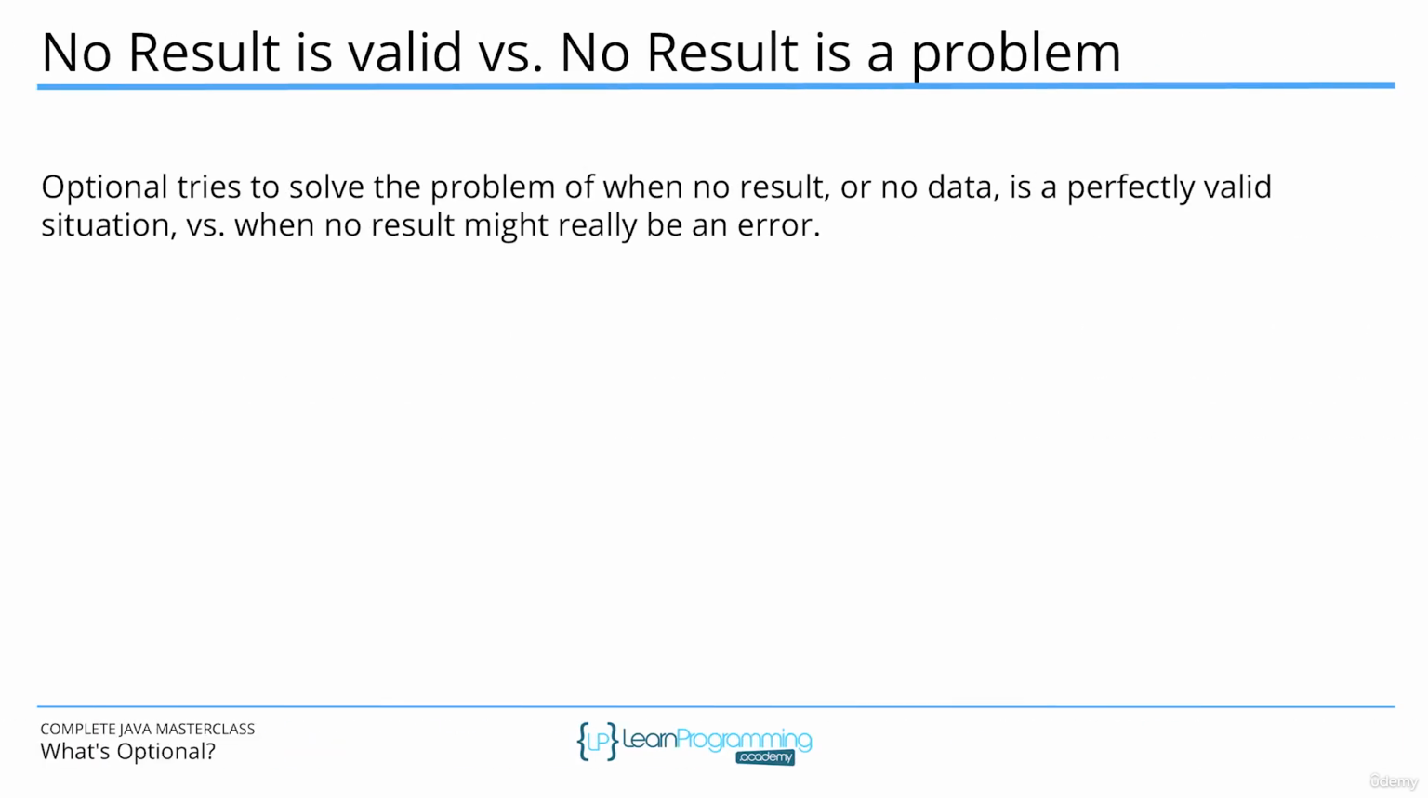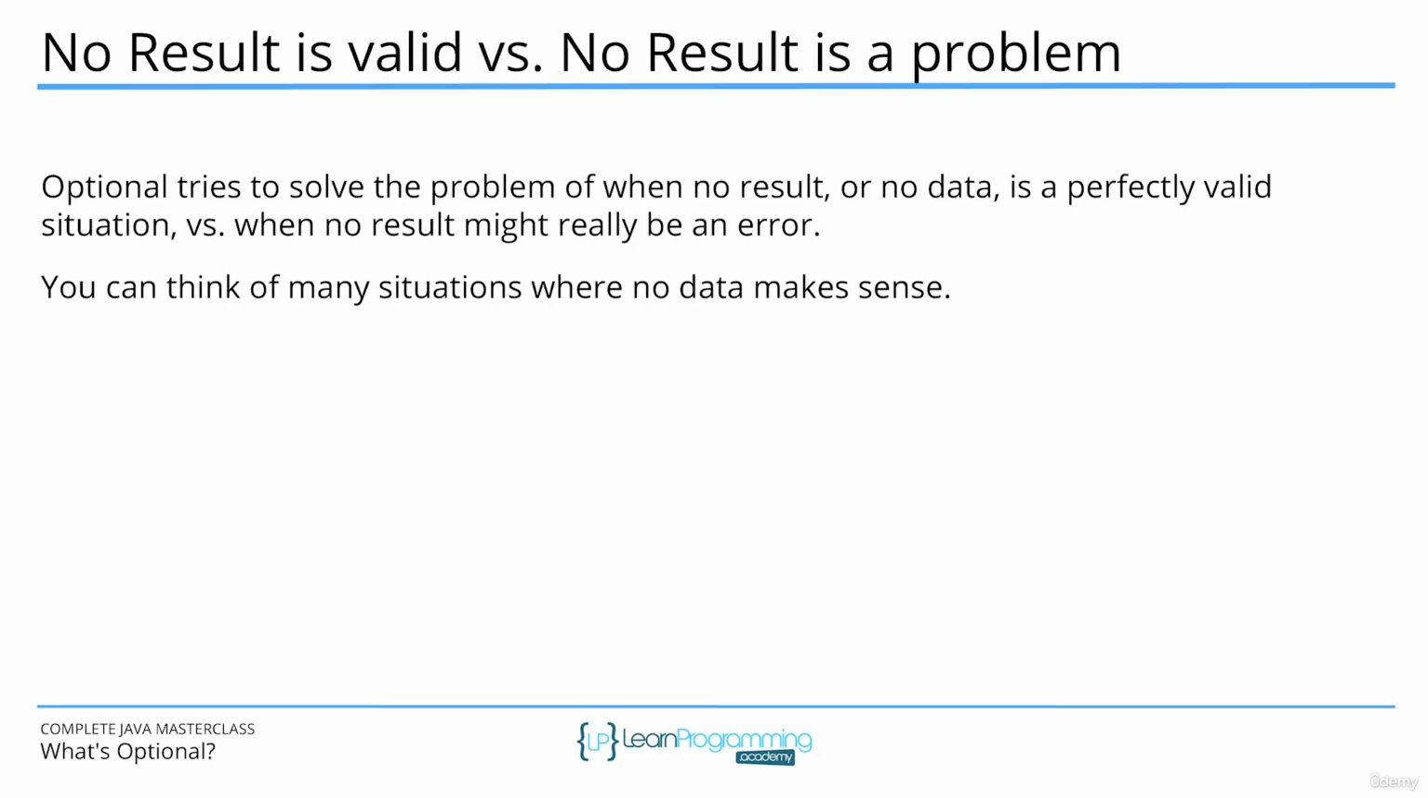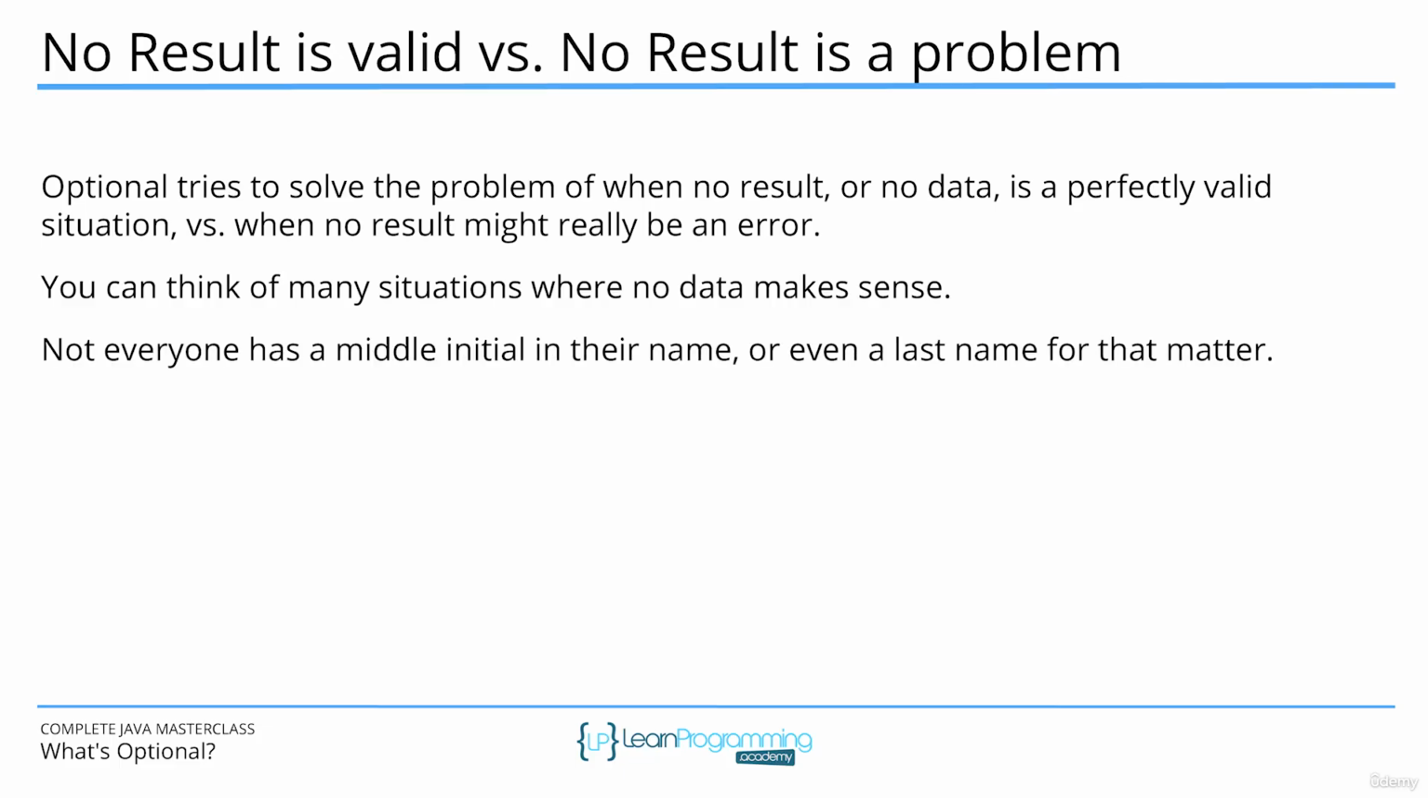Optional tries to solve the problem of when no result or no data is a perfectly valid situation versus when no result might really be an error. You can think of many situations where no data makes sense. Not everyone has a middle initial in their name, or even a last name for that matter. No data for a birth date may or may not be an exception. For genealogy applications, it may not yet be known, but for employment, it's required.